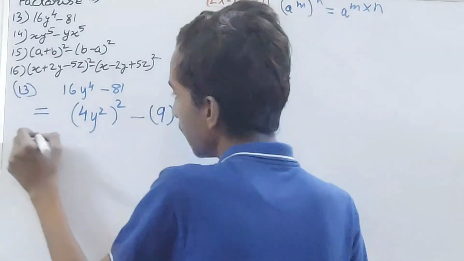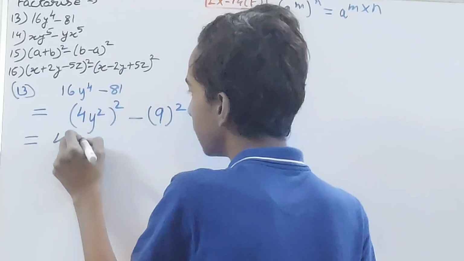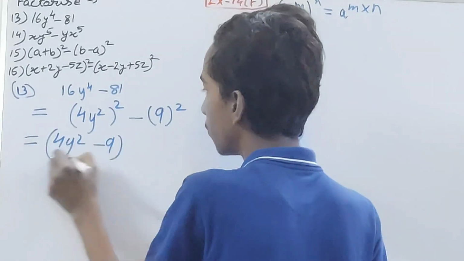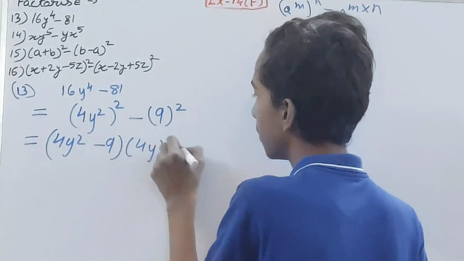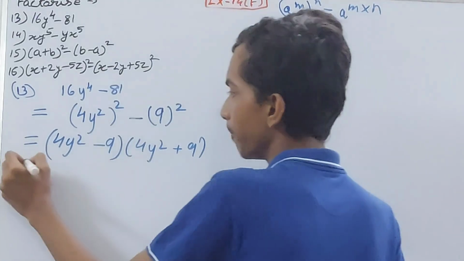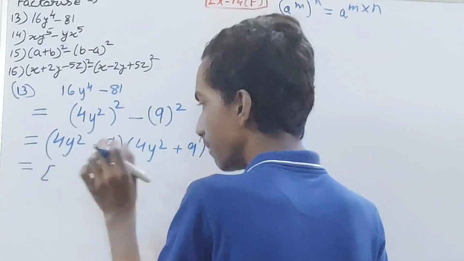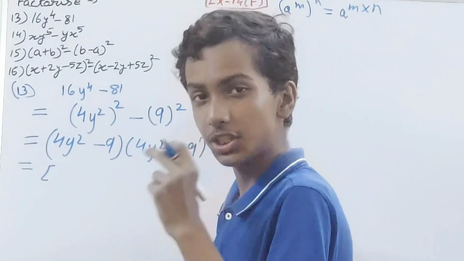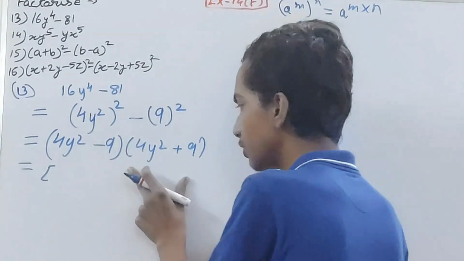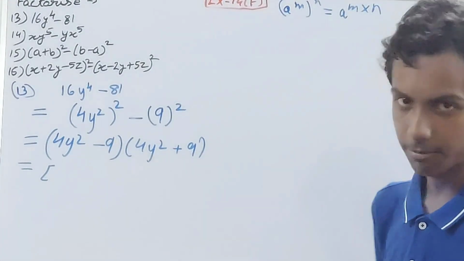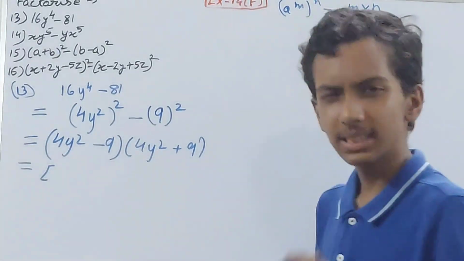Now use the identity. You will have 4y square minus 9 in one bracket and 4y square plus 9 in another bracket. Right, now solve this. 4y square is still this part, minus part negative bracket. It still can be simplified further. This one with the plus sign, it cannot be simplified, right? But this one you can still simplify.